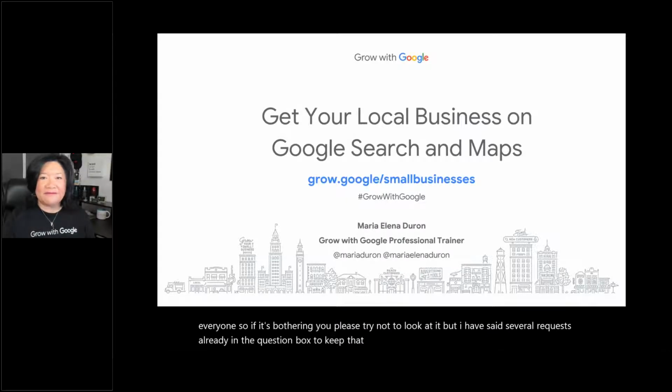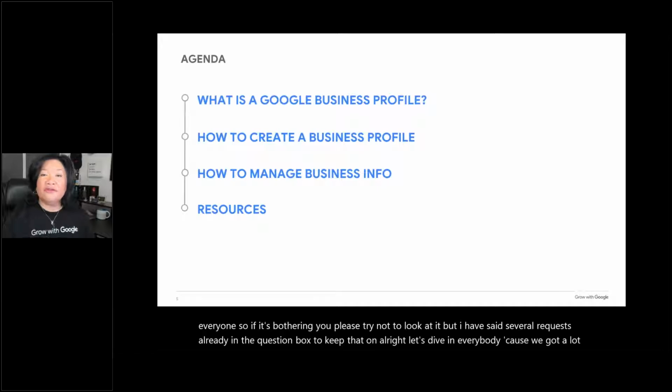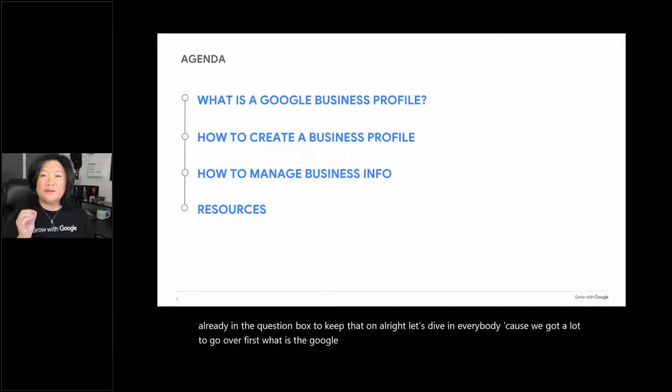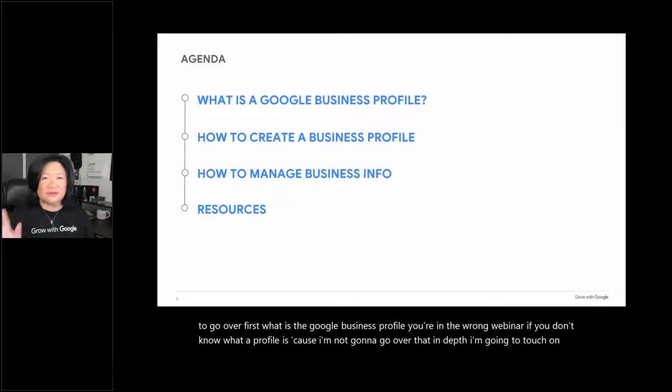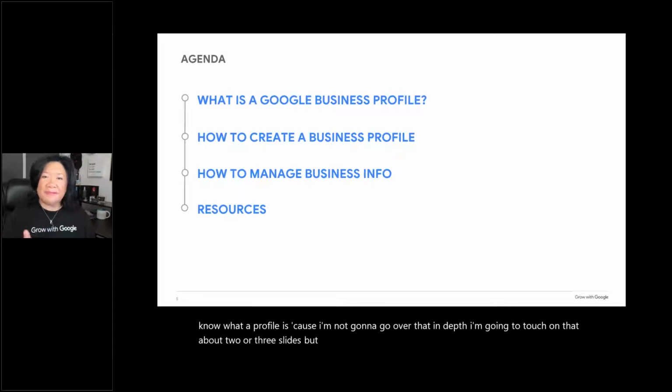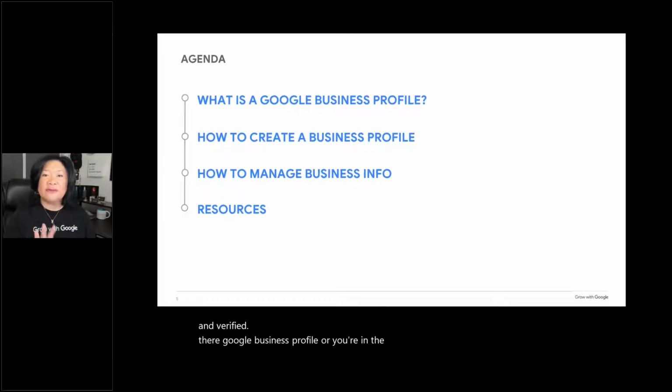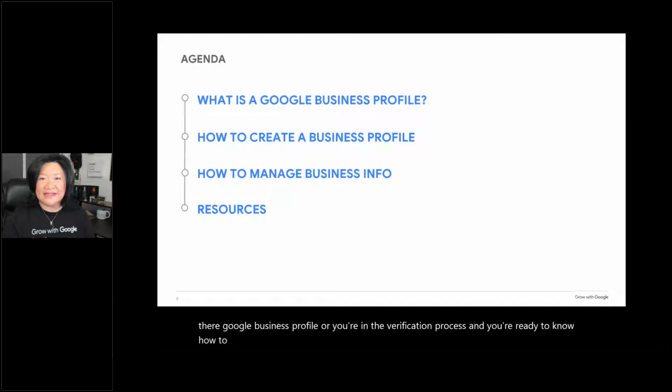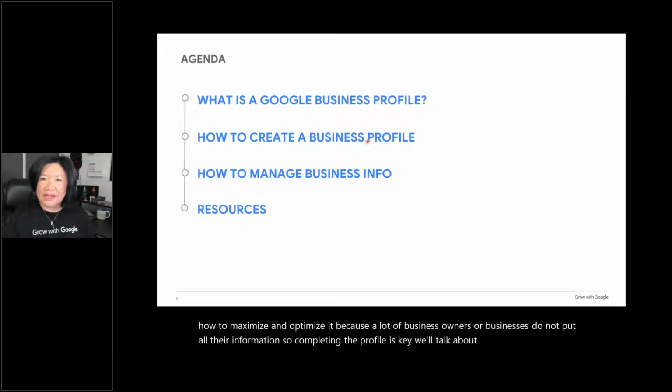All right, let's dive in, everybody, because we got a lot to go over. First, what is a Google Business Profile? You're in the wrong webinar if you don't know what a profile is, because I'm not going to go over that in depth. I'm going to touch on that about 2 or 3 slides, but this is really for people who already have claimed and verified their Google Business Profile, or you're in the verification process and you're ready to know how to maximize and optimize it, because a lot of business owners do not put all their information. So completing the profile is key. We'll talk about completing the profile. So not creating, but completing.